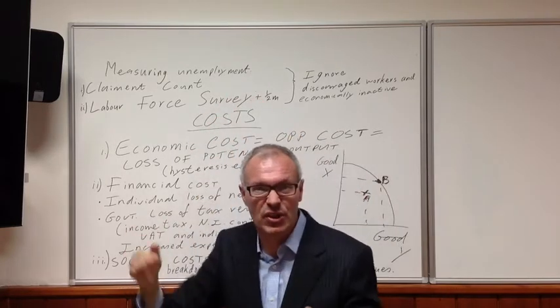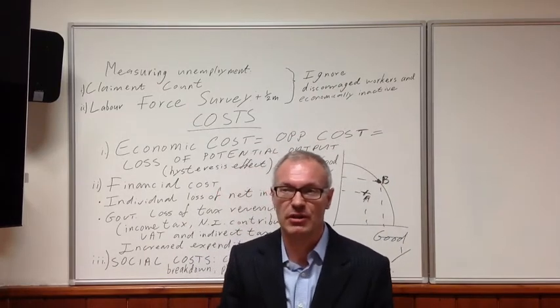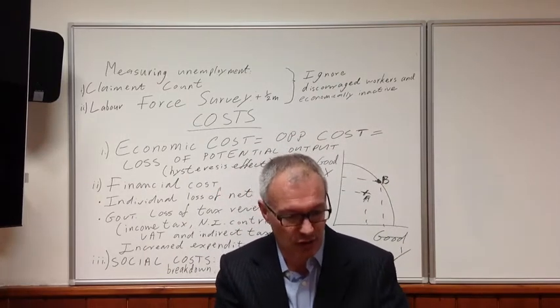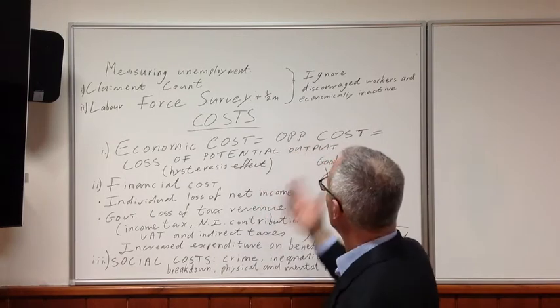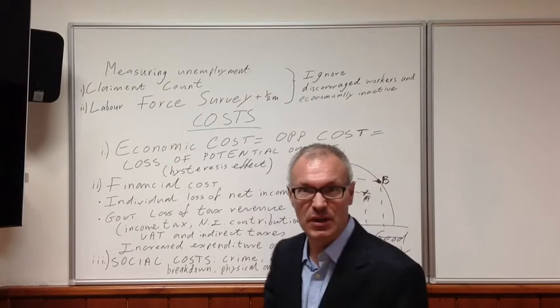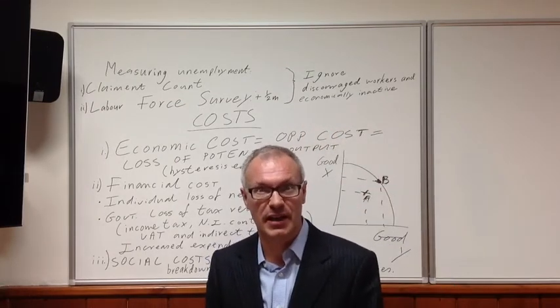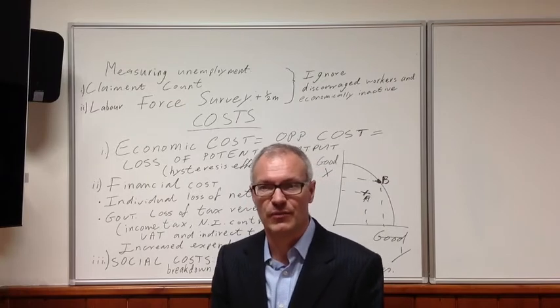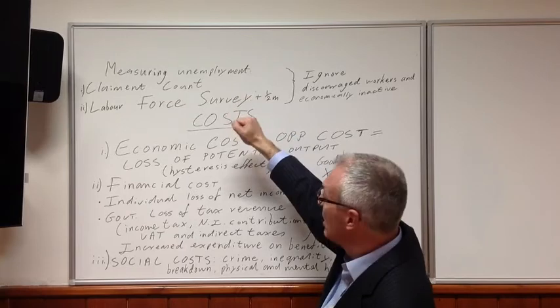Now both measures have a problem because they ignore what we call the discouraged worker effect. In other words, they ignore workers that would take a job but aren't actively seeking work, who are discouraged from being part of the labour force, and also those that are economically inactive are also ignored. So these two measures are important.